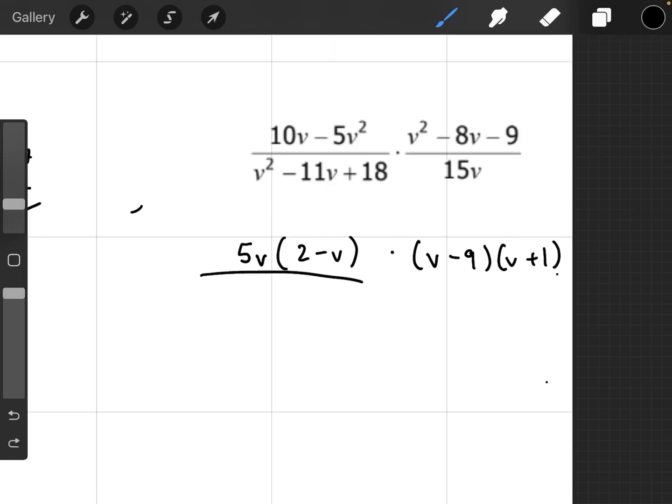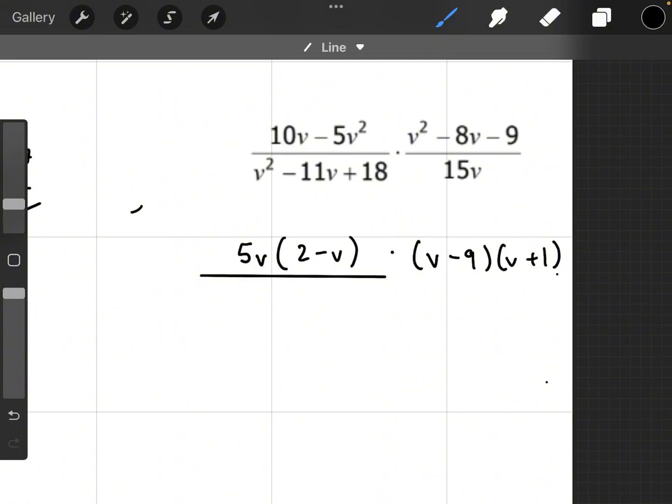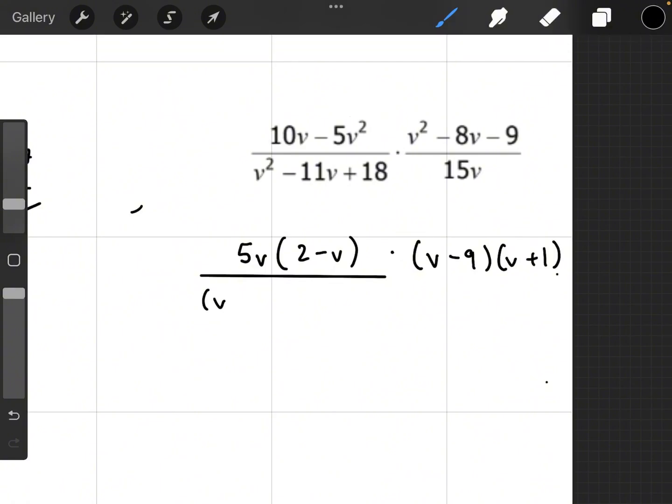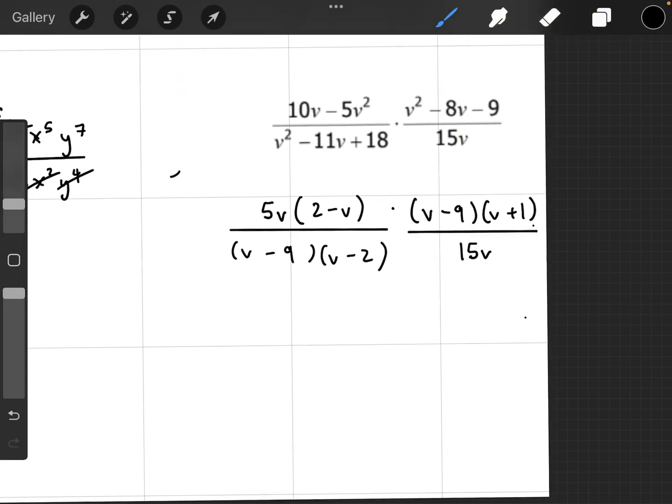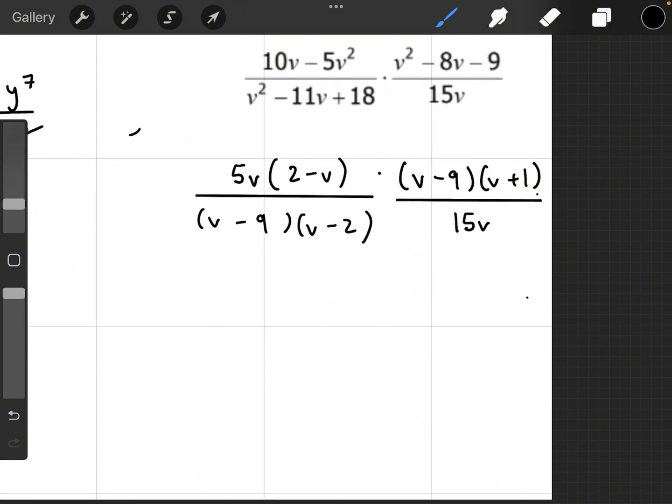Next, we'll go back to the other term and focus on its denominator. So on the denominator, we factor it out like this. What are two terms that will add up to -11 and multiply to +18? -9 and -2. And on the other denominator, we have a single monomial, so we'll leave it here as is.